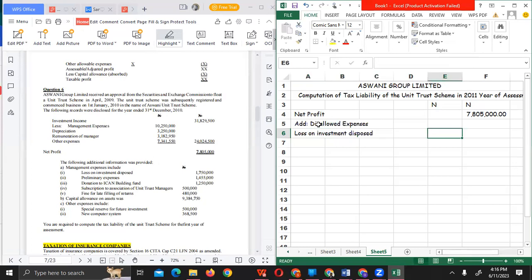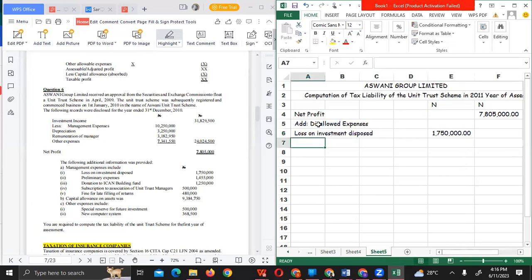So we have 1750. We have preliminary expenses. Preliminary expenses is 1455. Donations to ICAN building fund is allowed. Subscription to association of unit trust managers is allowed. Fine is disallowed. Fines for late filing of returns. How much is that? That's 98,750.